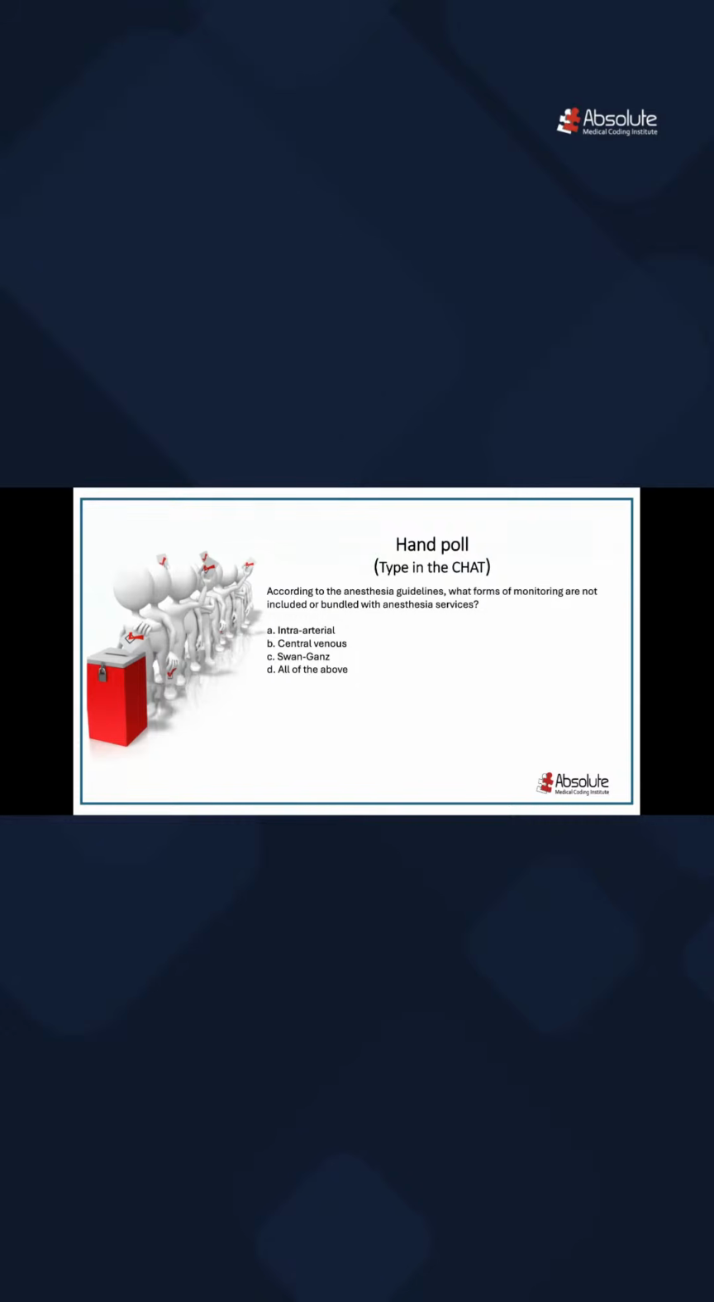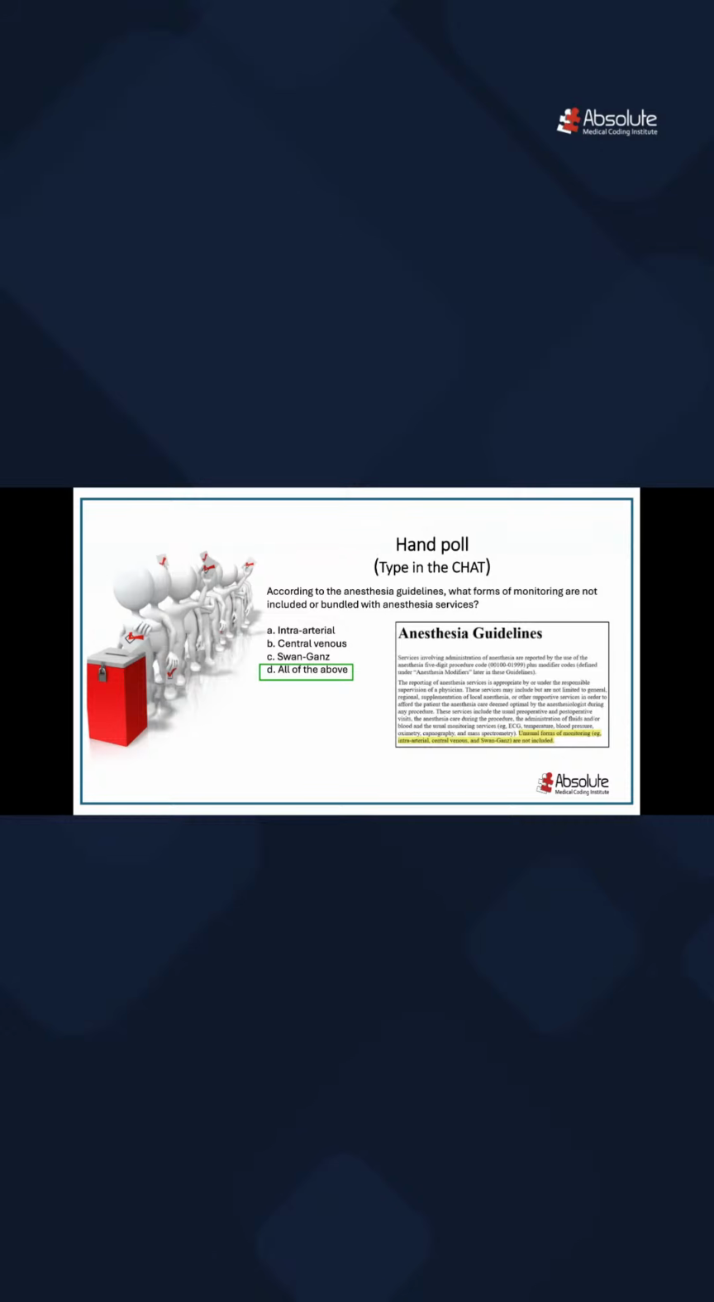Any more answers? Shall I reveal the correct answer? I will wait for 5 more seconds. Come on, coders, you can do it. Yes, the correct answer is option D, all of the above. Unusual forms of monitoring such as intra-arterial, central venous, and Swan-Ganz are not included, and you can report them separately. Let's move on to the next one.